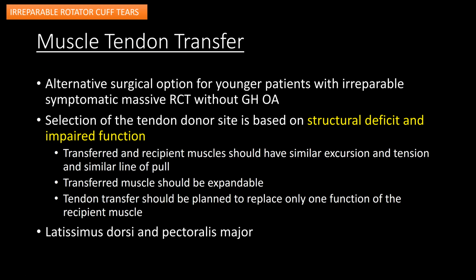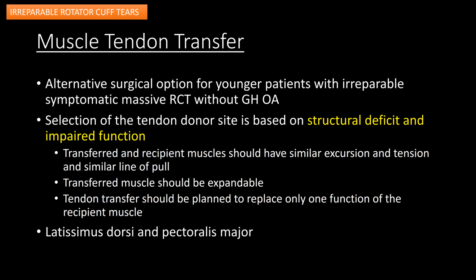Moving on to muscle tendon transfer. Again, this is another alternative surgical option, usually considered for younger patients with non-reparable symptomatic massive rotator cuff tear without glenohumeral osteoarthrosis. Several tendon transfers have been developed. The selection of the tendon donor site is based on the structural deficit and impaired function.